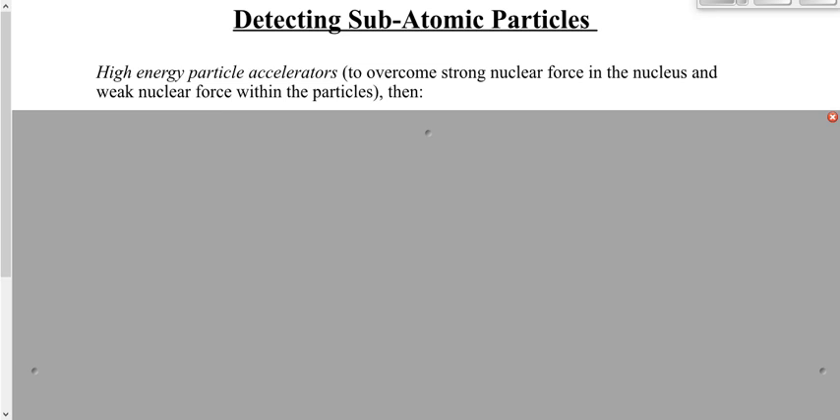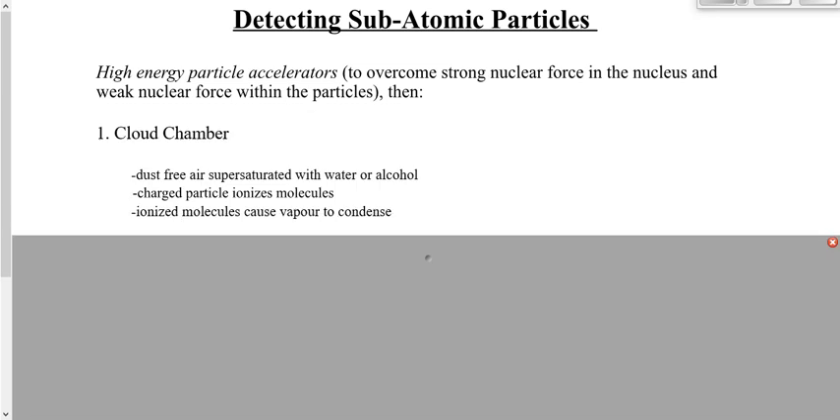Two ways that we're going to talk about. One's called a cloud chamber. In a cloud chamber, we have air that has got all the dust taken away. It's pretty clean air that's super saturated with water or alcohol. So it's basically, we're saying it's ready to rain, water or alcohol, but it's still a gas. It's a gas, but it's almost a liquid.